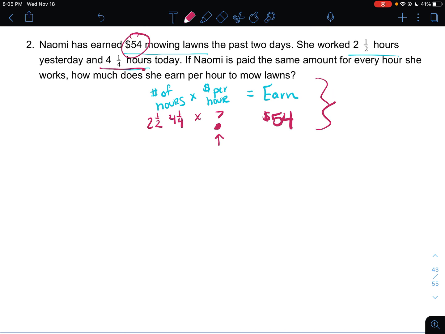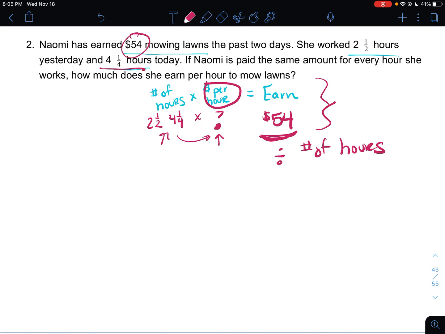So normally I would multiply the number of hours and the dollars per hour, but I can't multiply because I don't know what the dollars per hour is. So you actually have to do the opposite of multiplication, and we're going to divide. So in order to figure out the dollars per hour, you always want to take your earnings of $54 and divide by the number of hours that she worked. Okay, and that's going to tell you how many dollars you earned per hour.